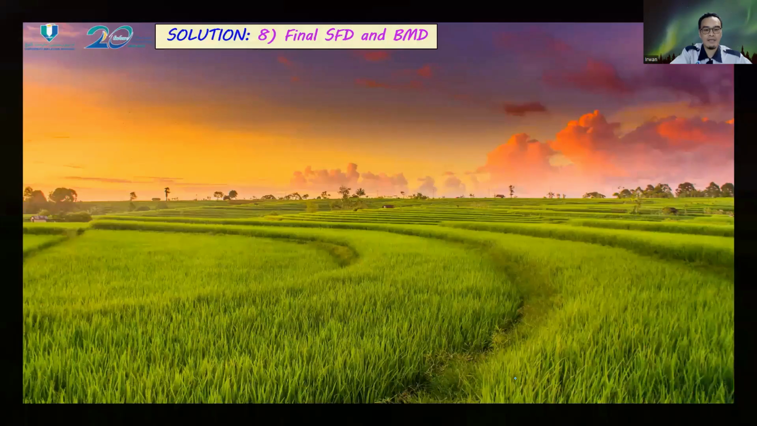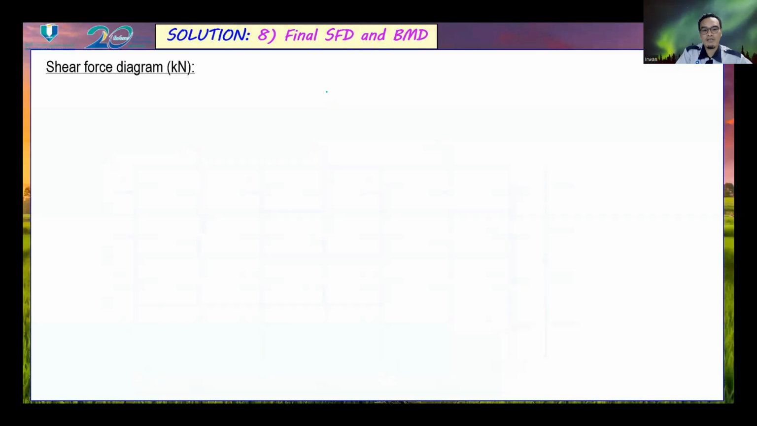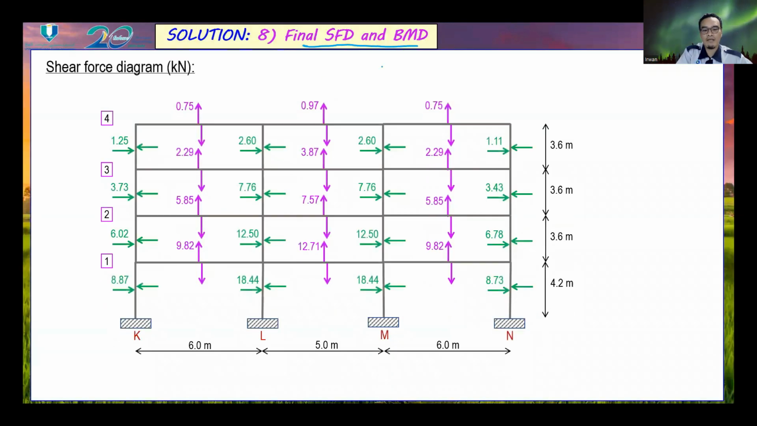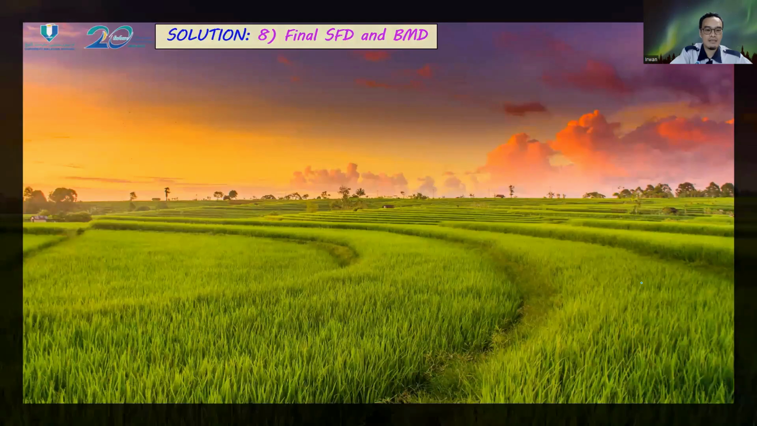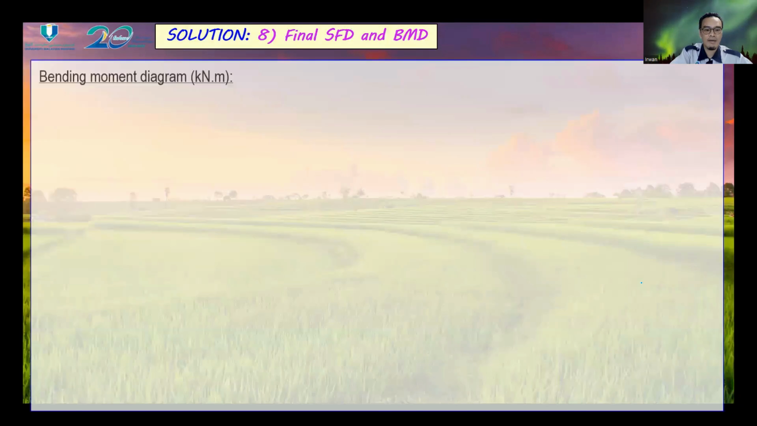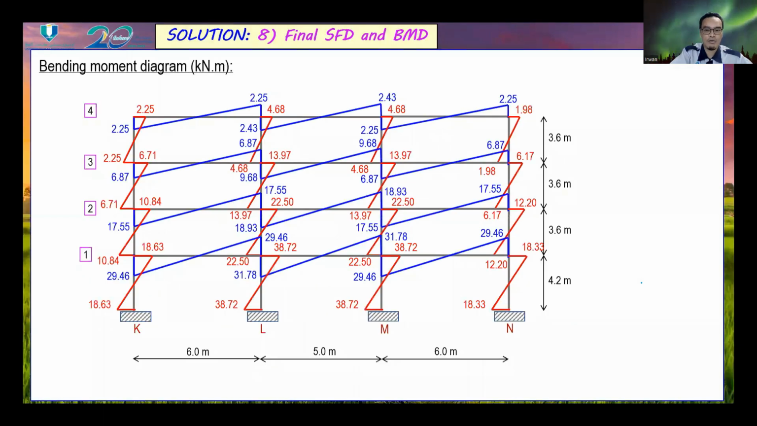Next, the final step is the final shear force diagram and the final bending moment diagram. We can combine all levels to be like this one. This is the shear force diagram, and this is the combination of the bending moment diagram for the whole frame.